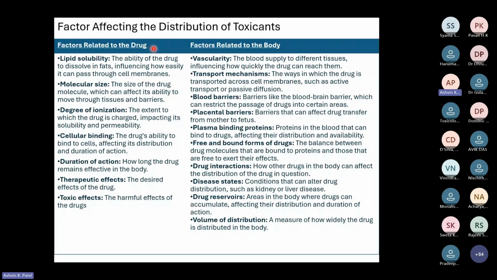The factors affecting the distribution of a toxicant include lipid solubility, molecular size, degree of ionization, cellular binding, duration of action, therapeutic effect, and toxic effect. Factors related to the body include vascularity, transport mechanisms, blood barriers such as the blood-brain barrier and the placental barrier, plasma protein binding, free and bound forms of the drug, drug interactions, disease state, drug reservoirs, and volume of distribution.